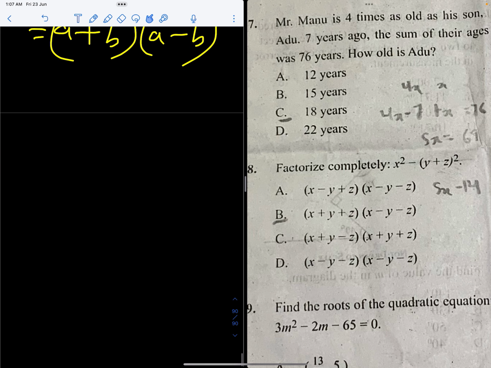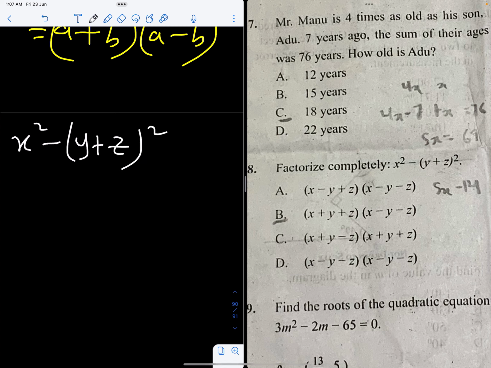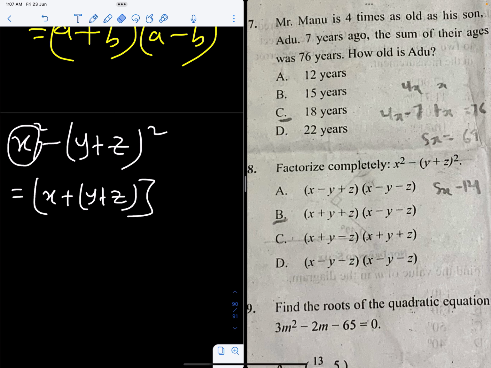That simply means x squared minus the square of y plus z is the same as, don't forget, x represents A, that's A plus B, which means x plus y plus z, into bracket A minus B, and that will be x minus y plus z.